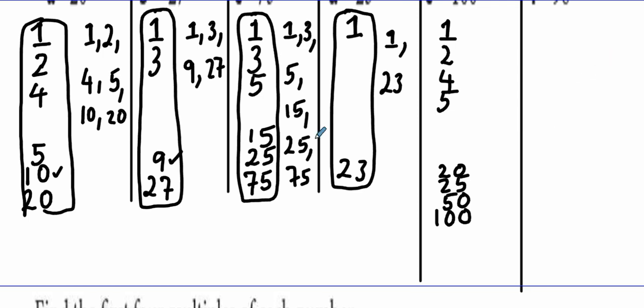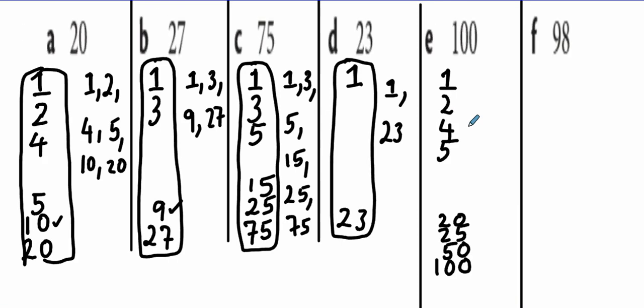We tried 5, we got 100 divided by 5 is 20. Try 6, no, because 100 divided by 6 gives you a decimal, so 6 is not a factor of 100. Okay, like so. You try 7, nope, because 100 divided by 7 gives you a decimal.